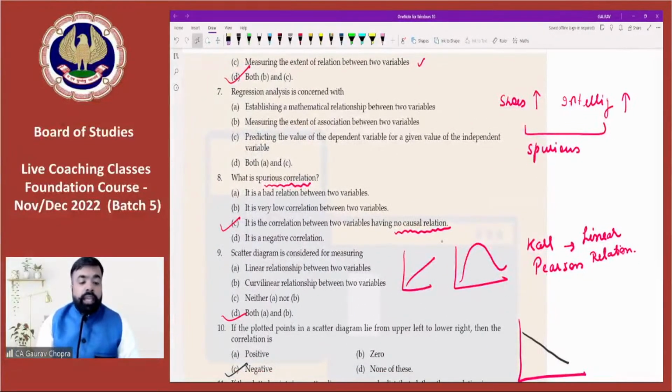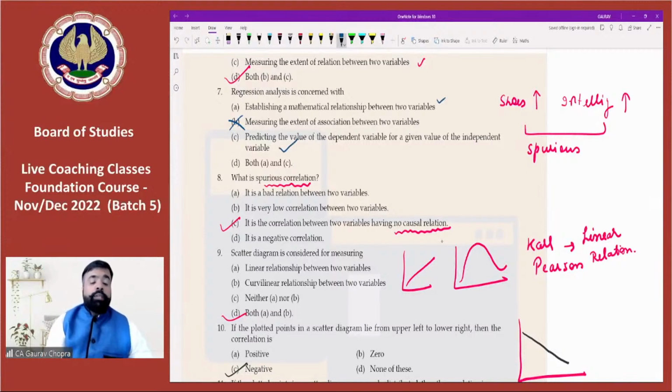Regression analysis is concerned with. The first option says establishing a mathematical relationship between two variables. Yes, we established the relationship because we prepared two equations, x on y and y on x. So A can be correct. Second, measuring the extent of association between two variables. That means correlation, so it is not regression. So B will be incorrect. C, predicting the value of the dependent variable when the value of the independent variable is given. This is also correct. So A and C both are correct. We can take option number D.